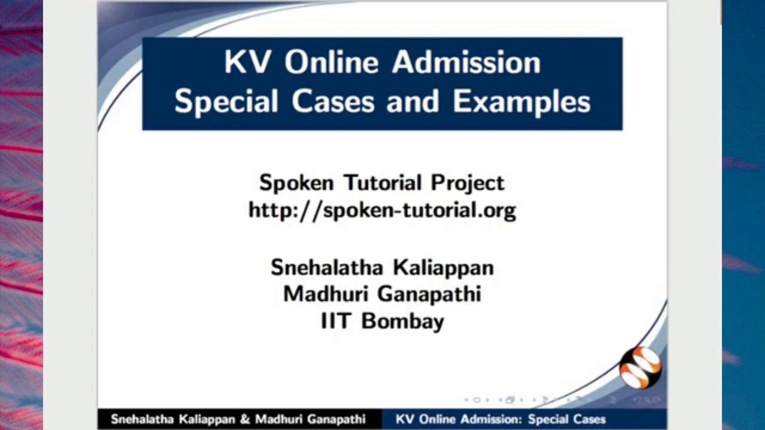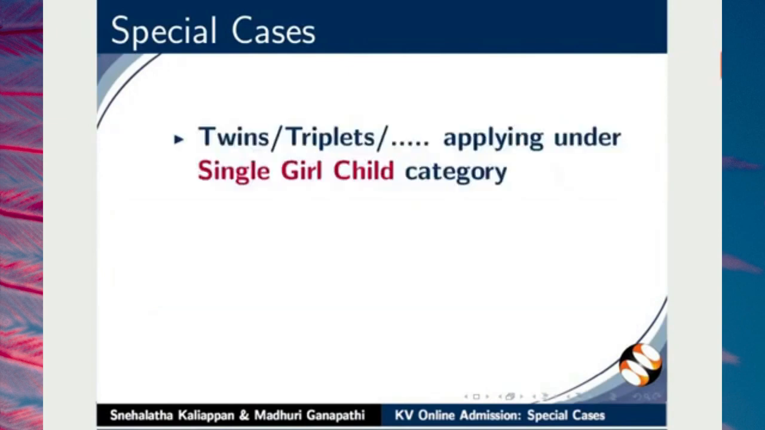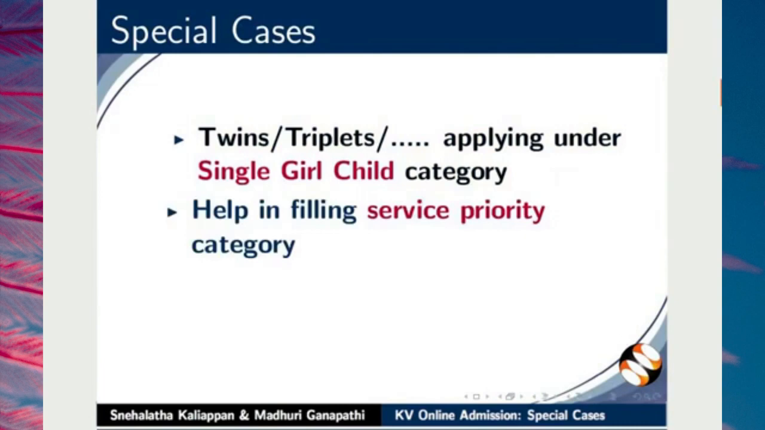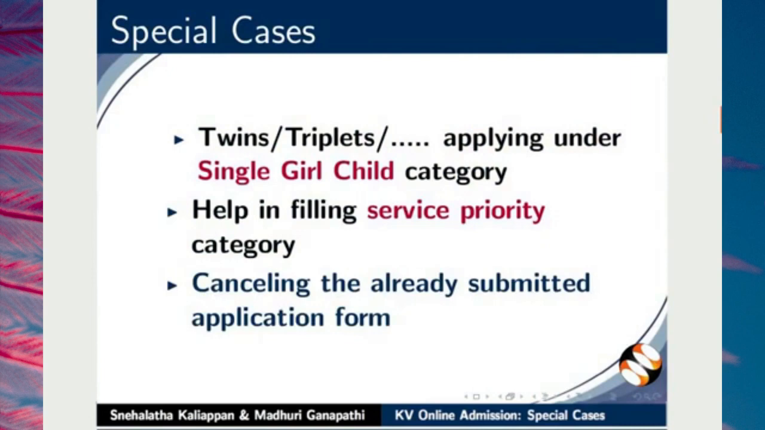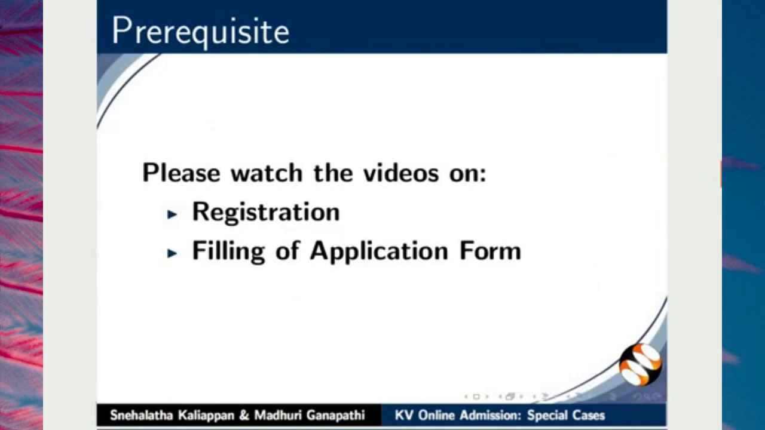Welcome to this spoken tutorial on KV Online Admission, Special Cases and Examples. In this tutorial, we will demonstrate filling of application form for the following special cases: twins, triplets, quadruplets, or similar siblings applying under single girl child category. Help in filling service priority category. Cancelling the already submitted application form. As a prerequisite, please watch the previous videos on registration and filling of application form on KV application portal.